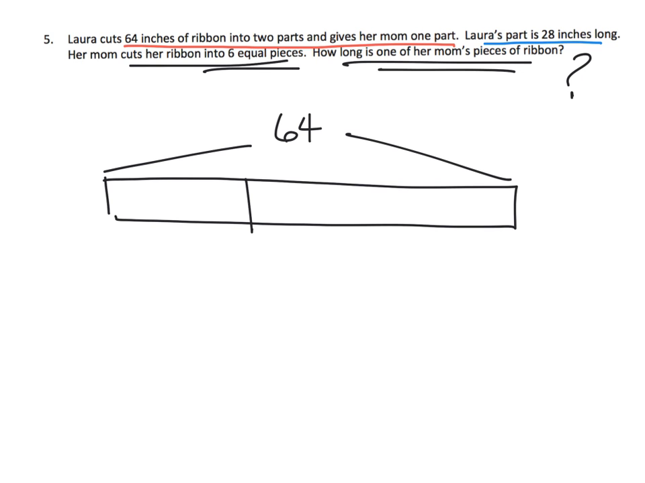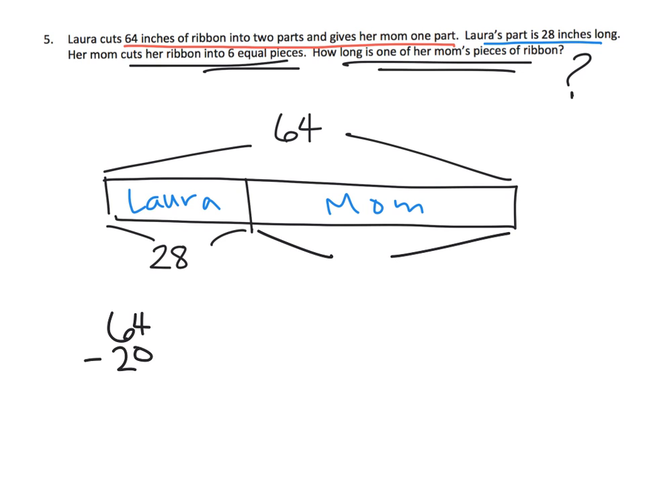So we're going to call this Laura, and this is Mom. And Laura, we are told, is 28 inches long. So I'm going to go back. Now, do we know how much Mom's is? Well, not exactly, but we could figure it out. 64 minus 28. And that's going to give us Mom's length of ribbon. But then it says she cuts hers into 6 equal-sized pieces. So I'm going to get my purple pen here, and we're going to cut that into 6 equal-sized pieces. And there's our 6 equal-sized pieces. And so once we know the overall length by doing this subtraction, then we know that we need to cut it into 6 equal-sized pieces, and that'll give us the answer to one of those 6 pieces, and that's the answer we are looking for.